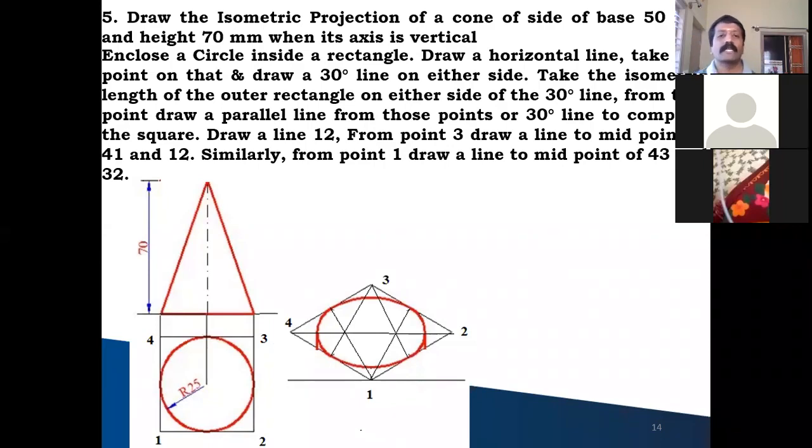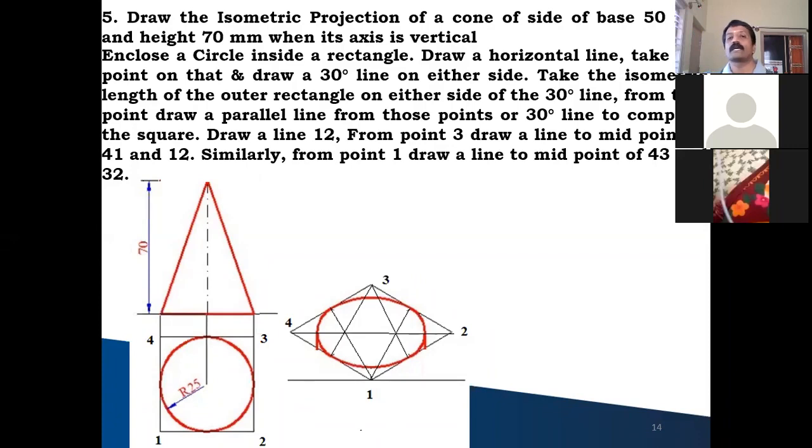After getting 2 and 4, how to get 3? From 4, you draw a parallel line to 1 to 2, that is a 30-degree line on the right side. Similarly, from point 2, you draw a parallel line to 1 to 4, that is a 30-degree line on the left side. Wherever these two lines intersect, you call that point 3. So the outer square or box, we have constructed in the isometric projection.